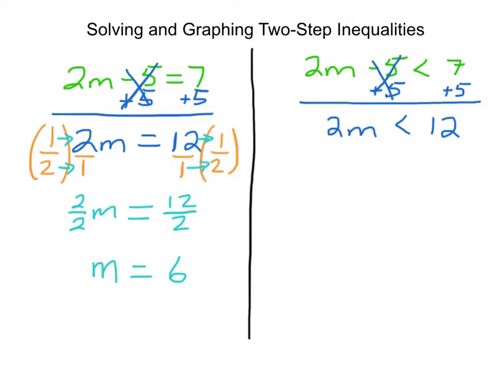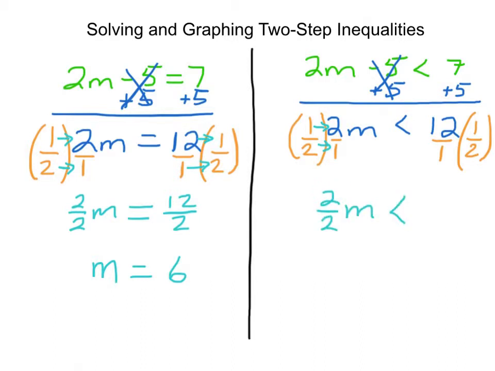Just like with solving a two-step equation, we are going to multiply both sides of the inequality using the multiplicative inverse. Remember, we like to multiply by the inverse of the coefficient. Our coefficient is 2 over 1, so we're going to multiply by 1 over 2, its reciprocal. When we multiply by 1 over 2, on the left-hand side, we're going to multiply across, and we'll end up with 2 over 2m is less than 12 over 2 on the right-hand side.